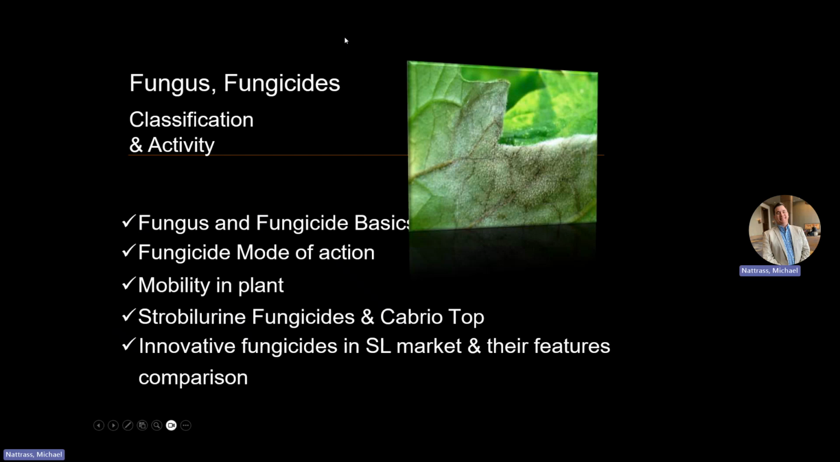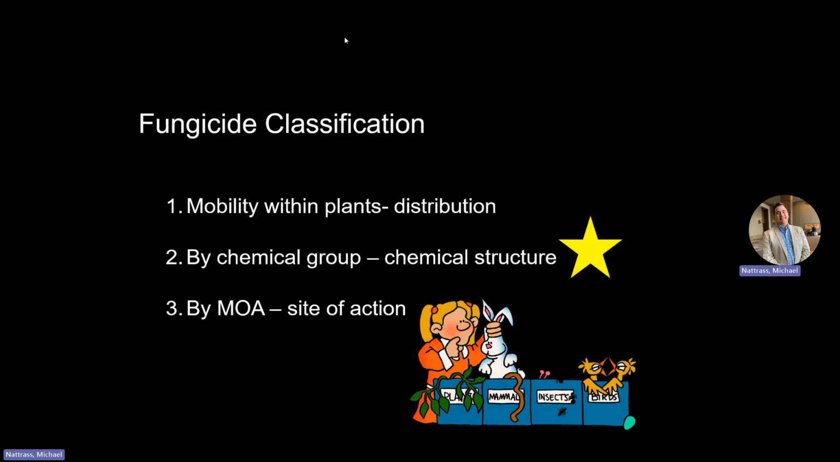We're going to talk a little bit about the basics, modes of action and the mobility within the plant, and then go over a couple of different compounds that are kind of species specific. So the way that we're going to classify these is by the distribution, so the mobility within the plant. So this is going to be, is it a systemic? Also, we can classify our fungicides by the chemical group, so the chemical structure.